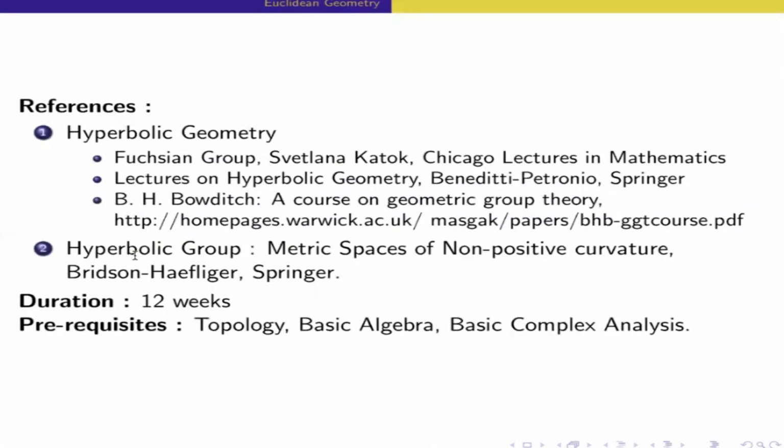And references for this course. For the hyperbolic geometry part, you can refer to the book Fuchsian Groups by Katok. You can also follow the book by Benedetti and Petronio, Lectures on Hyperbolic Geometry. The third one is a note by Bowditch, which you can get on the internet. The title of this note is A Course on Geometric Group Theory. For the hyperbolic group part, we'll follow the book by Bridson and Haefliger, titled Metric Spaces of Non-Positive Curvature.